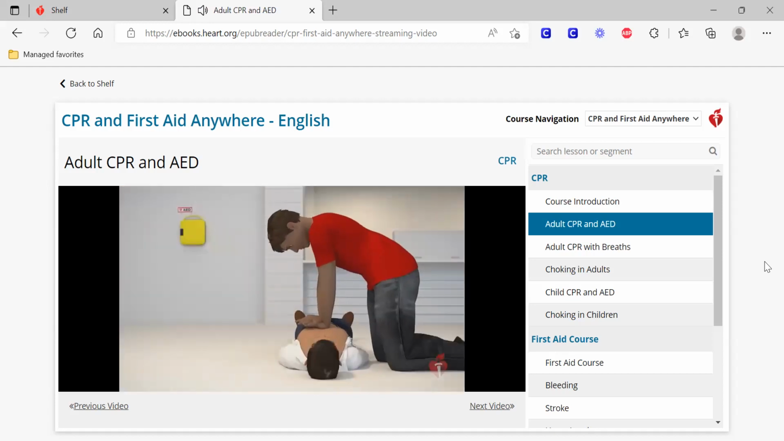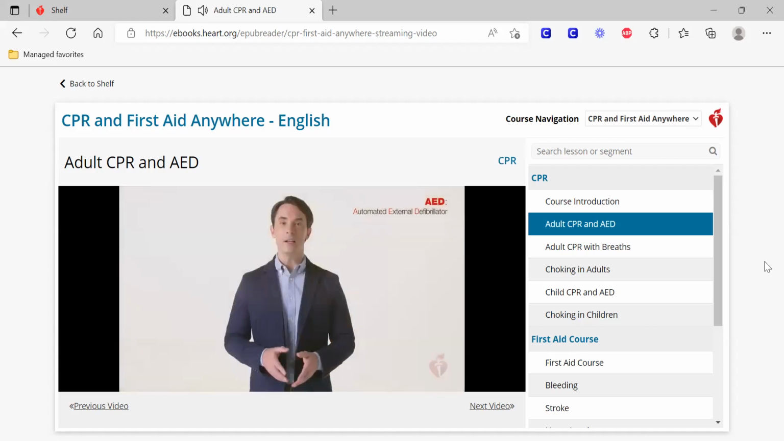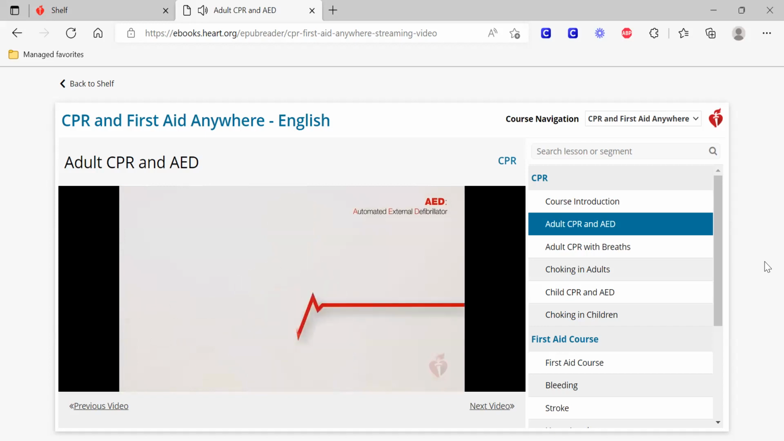Giving CPR right away increases the chance that a person will survive a cardiac arrest. You've learned that it's important to get an AED if one is nearby. Now, let's discuss why. An automated external defibrillator, or AED, can be used to treat cardiac arrest by delivering an electrical shock. An AED reads or analyzes the heart rhythm and then tells you if a shock is needed.